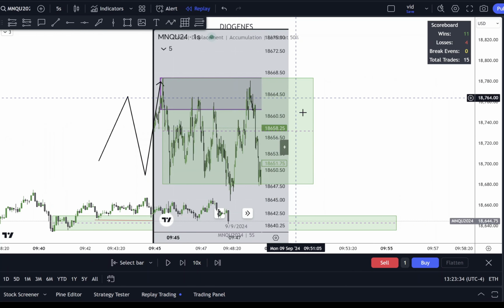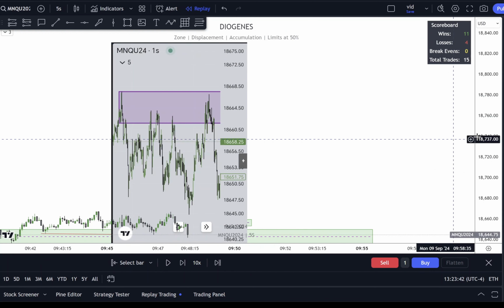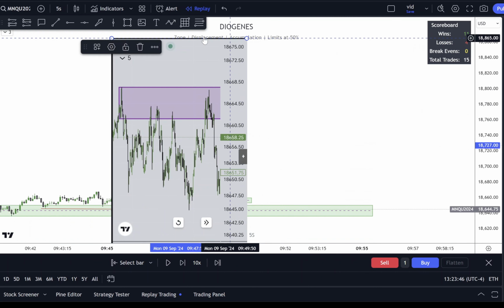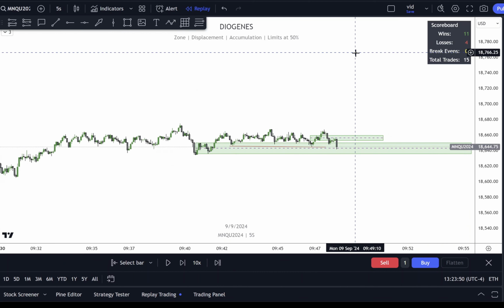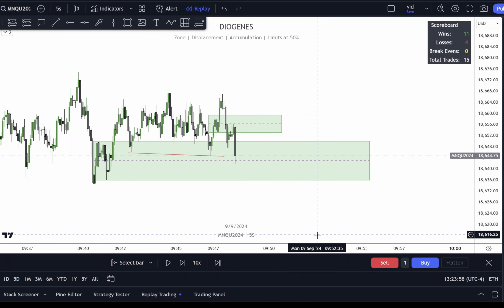But this was a 6R setup, and unfortunately I didn't get 6R out of it because I entered with a market order. I was out and just traded on mobile. So I made something like 3R, which is not bad if you ask me. So there you have it, guys. Another winning day where we got 11 wins and 4 losses.